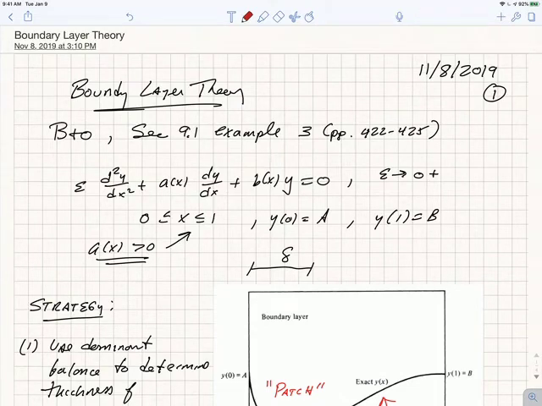Hi class. Next I'd like to discuss boundary layer theory. I'd like to talk about the example we introduced in discussing singular perturbation theory, the second order linear differential equation epsilon d squared y by dx squared plus a of x dy by dx plus b of x y equals 0. We're assuming here that a and b are functions of order 1.